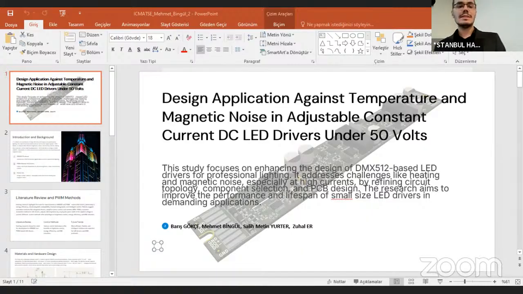Our presentation is on design application against temperature and magnetic noise in adjustable constant current DC LED drivers under 50 volts. This study focuses on changing the design of DMX 512 based LED drivers for professional lighting. It addresses issues like heating and magnetic noise, especially at high currents. By referring to circuit topology, component selection, and PCB design, the research aims to improve the performance and lifespan of small size LED drivers in demanding applications.